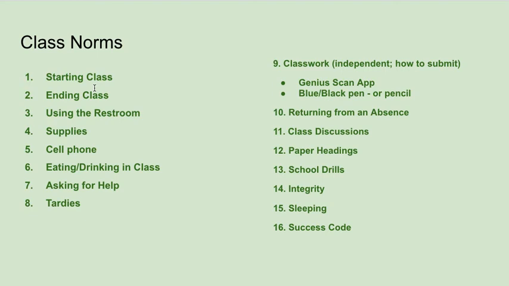Number 11, class discussions. Participate. They are graded. Number 12, paper headings. Paper headings are as follows. In the upper left corner of your paper, include on the first line your first and last name. Second line, Ms. Hightower's name, dash, class period. Third line, English 3 or English 1, whichever class you're in. And the fourth line, date.